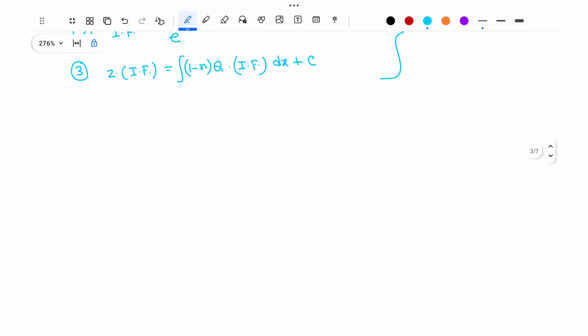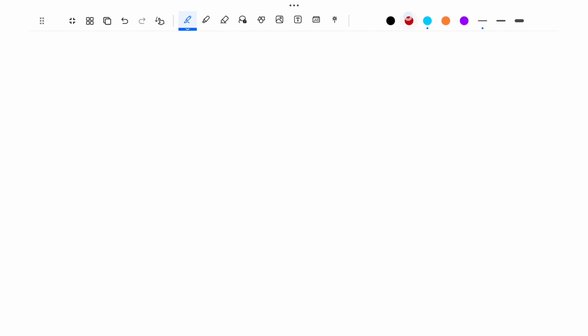So let's understand this method using an example. Solve dy/dx minus tan y divided by (1 plus x) equals (1 plus x) into e to the power x sec y. So dy/dx minus tan y by (1 plus x) equals (1 plus x) into e to the power x sec y.